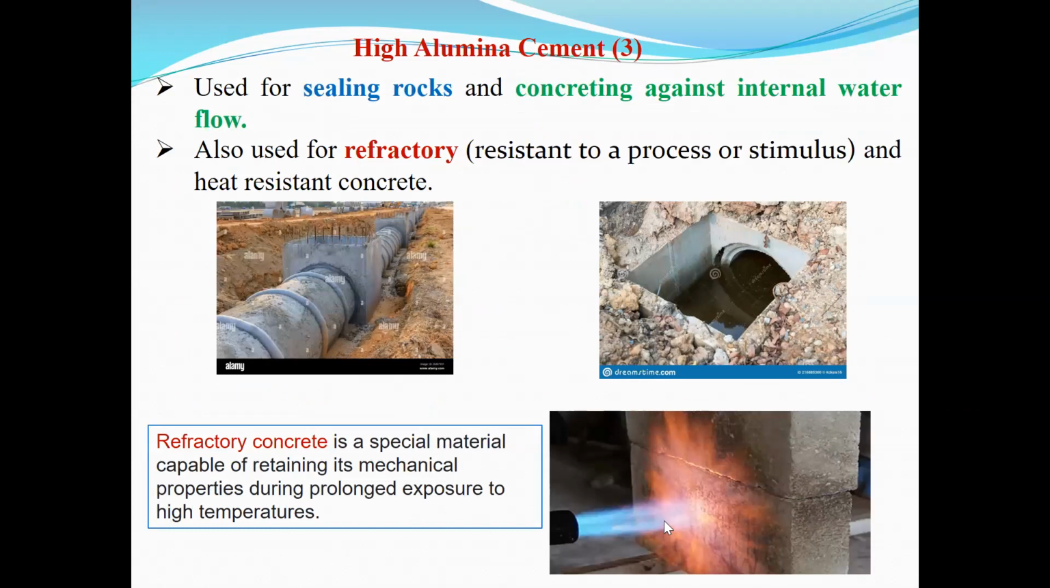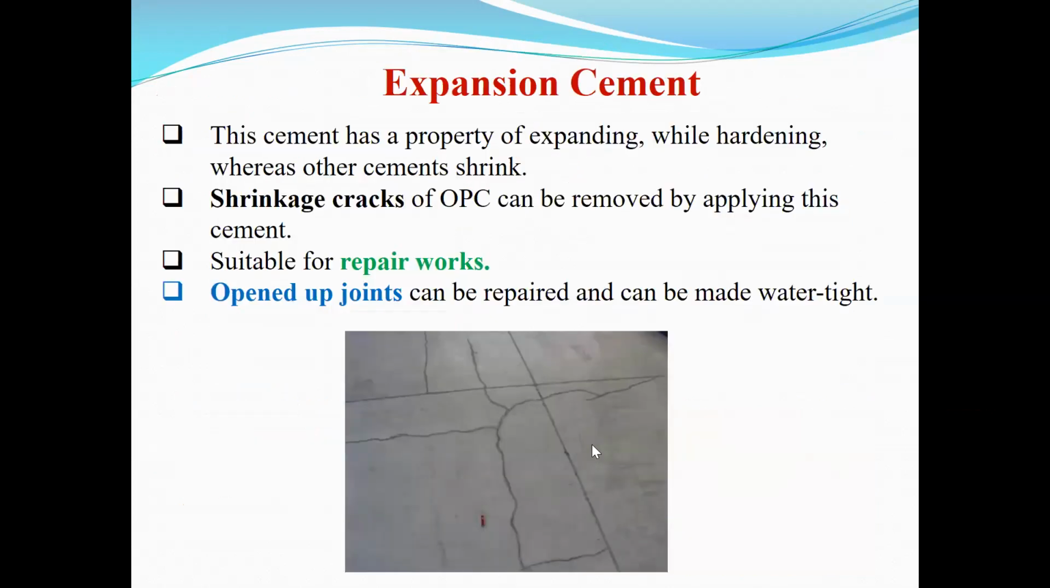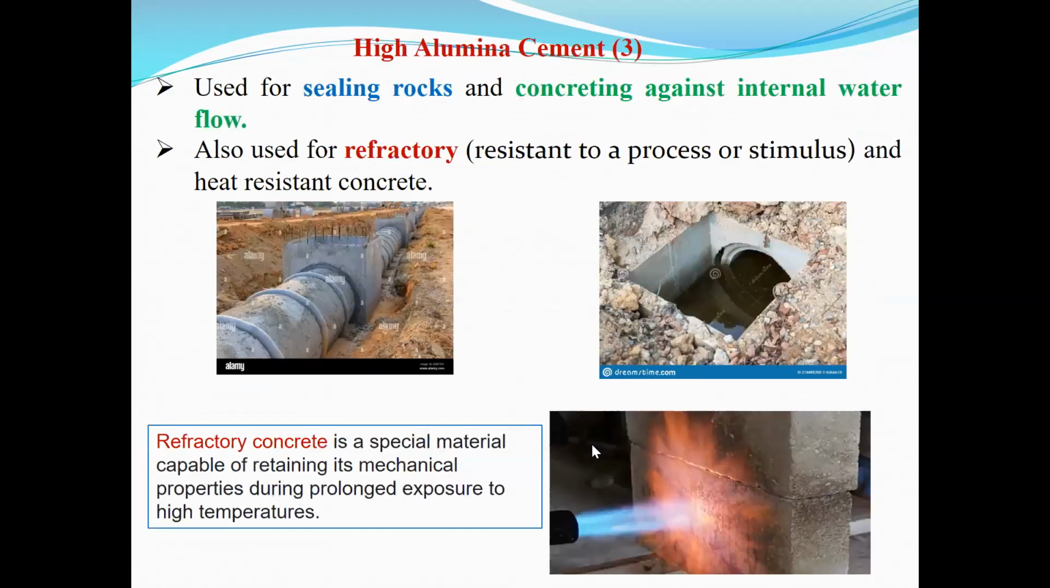So it is also used for sealing rocks. In some slide, we'll see that for sealing rocks, this high alumina cement is also used. So either for sewer works, or also for sealing rocks or concreting against internal water flow. For this type of concrete, where there will be internal water flow, you can use the high alumina content cement.